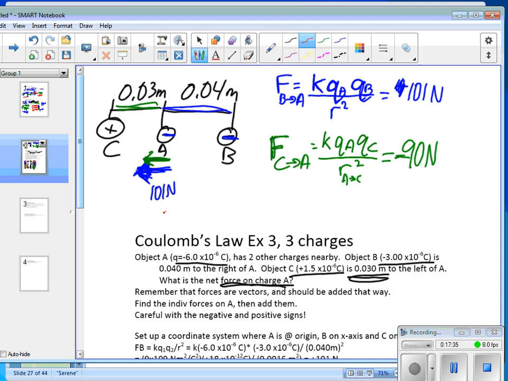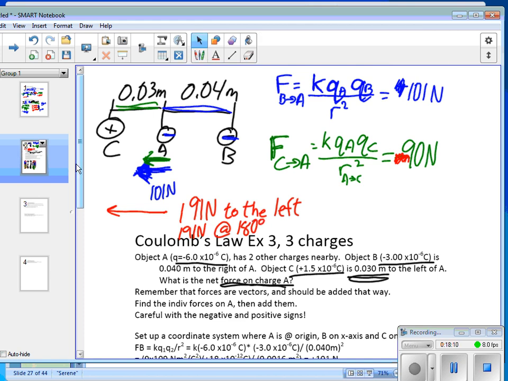My resultant is going to be something along those lines. Let's see, 101 and 90, because remember, I'm just getting rid of this negative sign. 101 and 90 newtons is going to be 191 newtons to the left. Or you could say 191 newtons at 180 degrees. It is important that we are giving some type of direction here because it is physics, it is vectors, and so on.